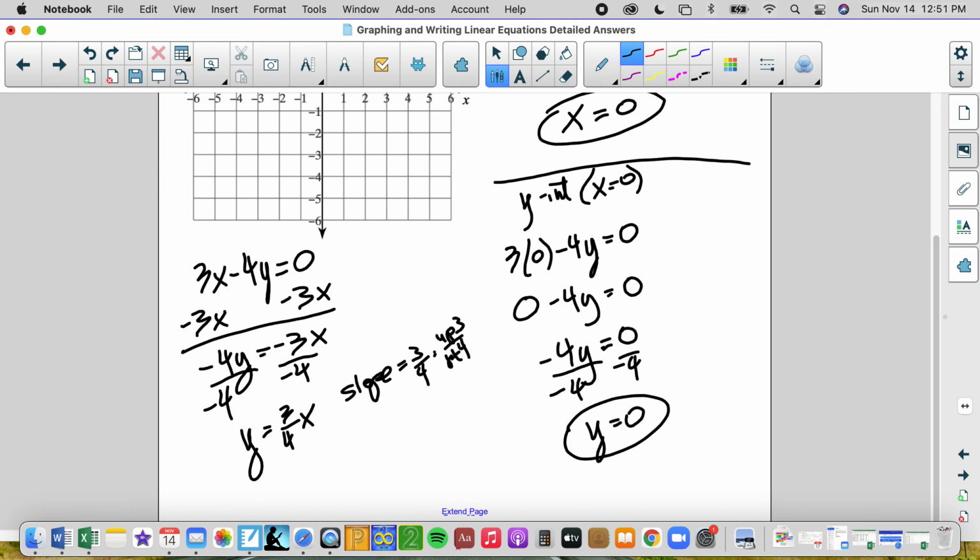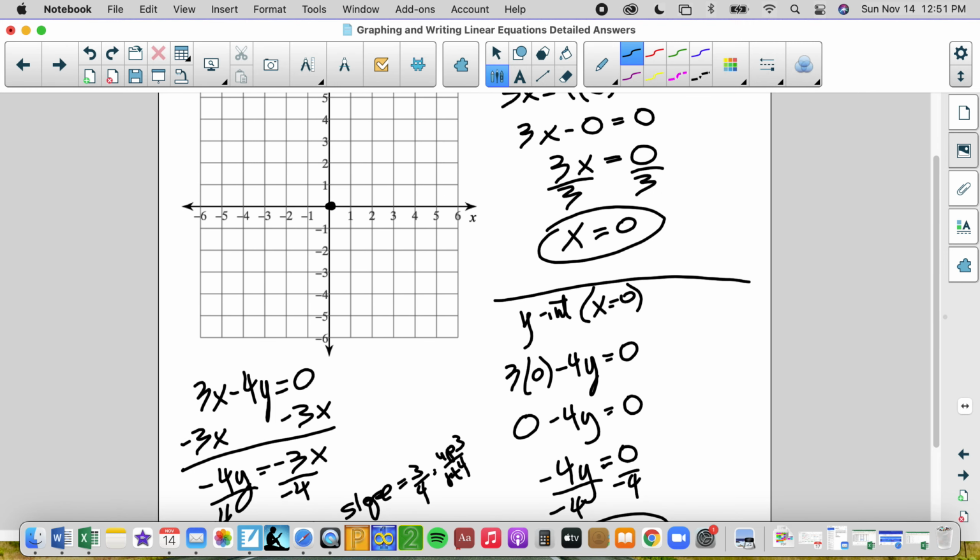Up 3, right 4. So up 1, 2, 3, right 4. I have 2 points now. So I can do that. And I now have my graph. I have the point 0, 0, and I have the point 4, 3.